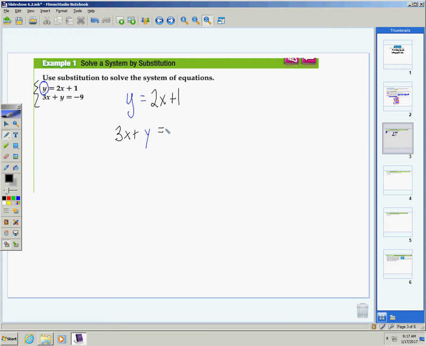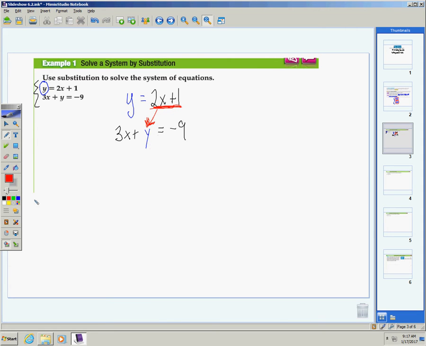equals negative 9. And the reason I wrote the y's in blue is because this y is the same thing as that y. They mean the same thing. They're the exact same variables, so they must mean the same thing. So what I can do is take the fact that I know y equals 2x plus 1, and instead of writing a y in my second equation, I can write 2x plus 1.